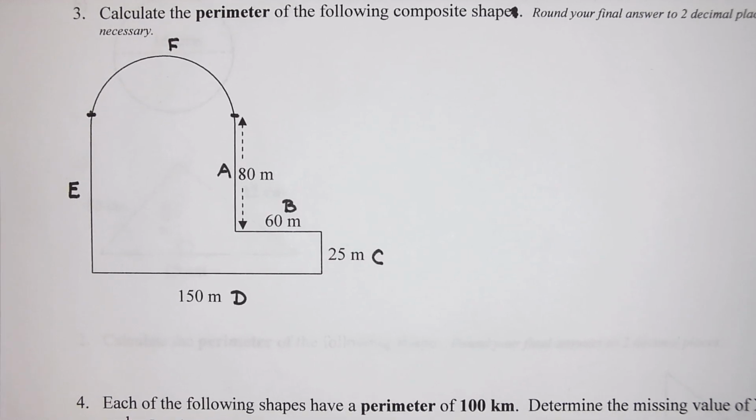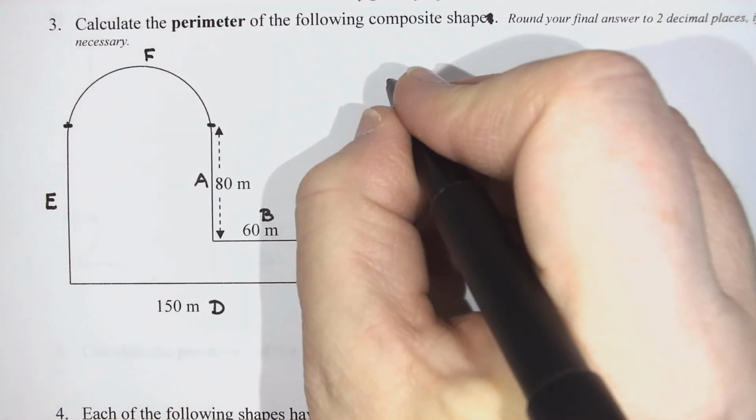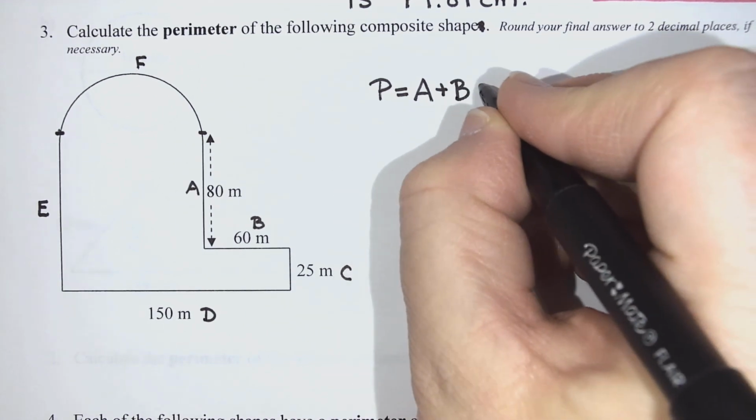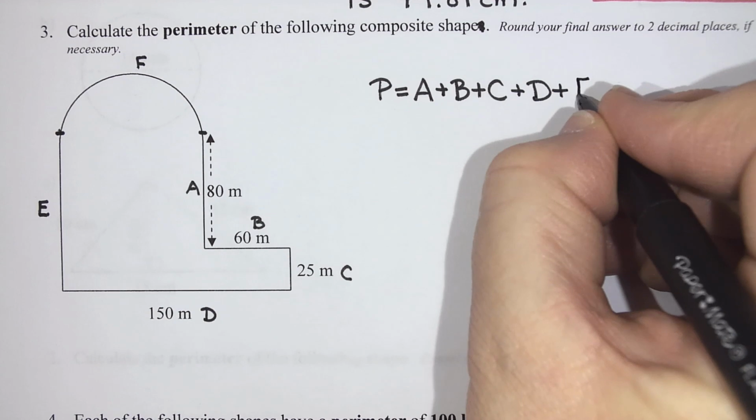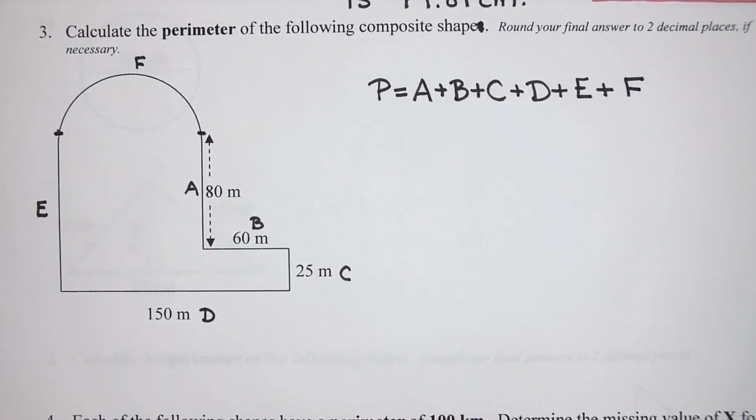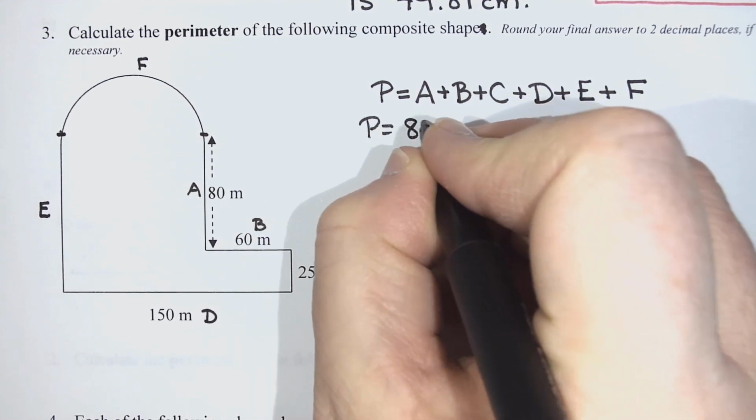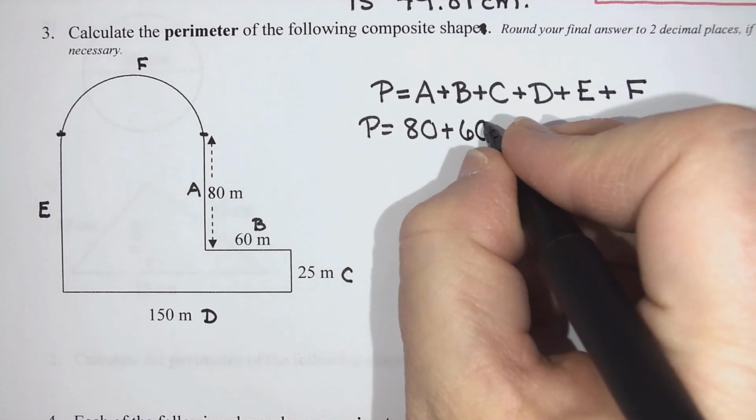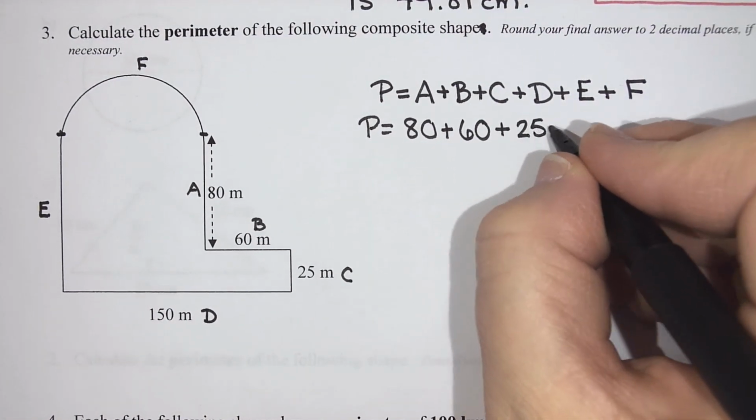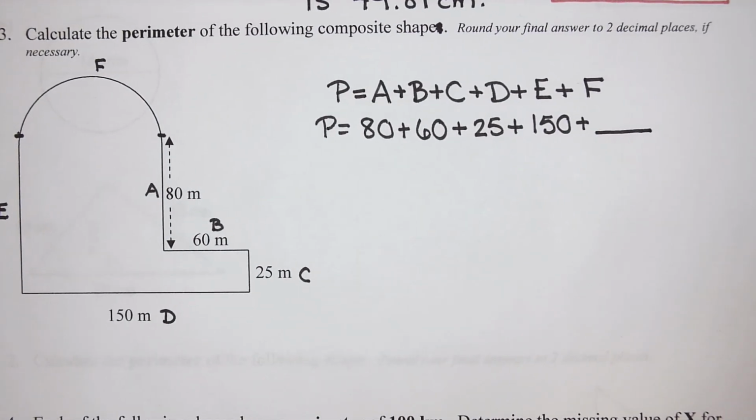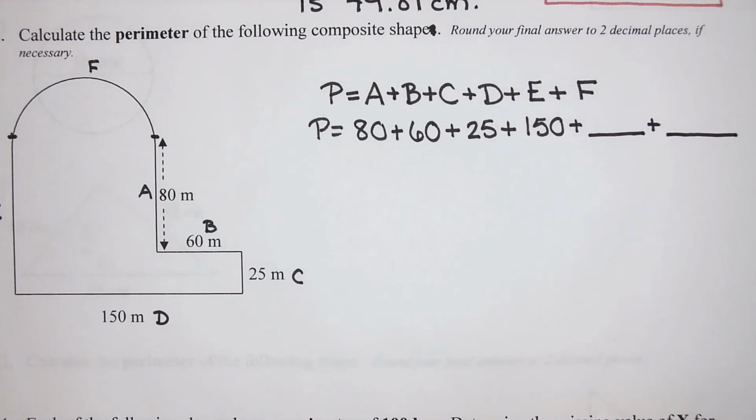So before we can actually calculate our perimeter, we are going to have to find a few of our missing sides. But I am going to start by just writing out the perimeter formula that we're going to make up, and then we will try to find anything that we were missing. So I've got P for perimeter equals A plus B plus C plus D plus E plus F. Right, we're just going to take all of those sides and add them together. Now, I know that 80 is A, so my perimeter is 80 plus B is 60 plus C is 25. D is 150. And then I don't know what side E is. Hopefully we can find a way to figure that out. And I don't know what side F is, but hopefully we can find a way to figure that out.